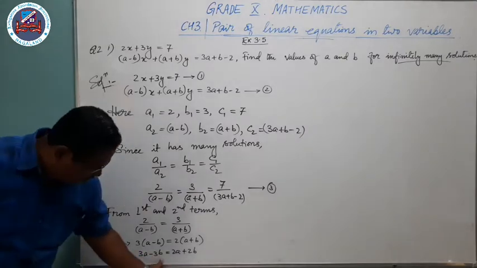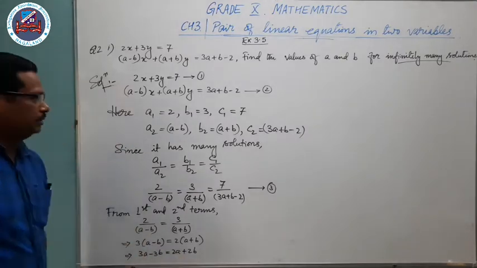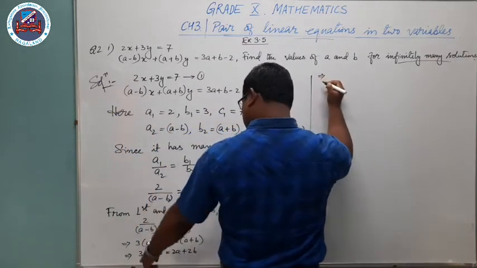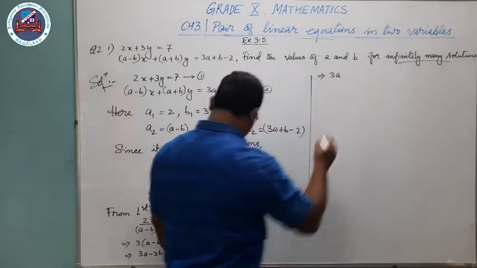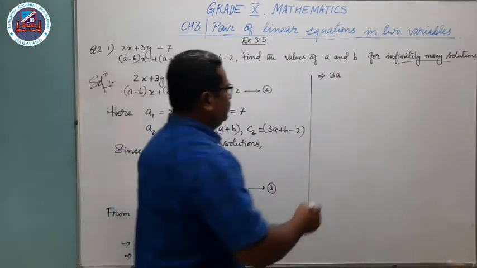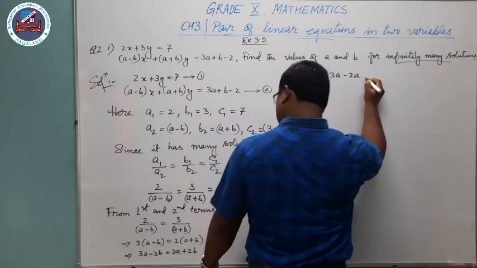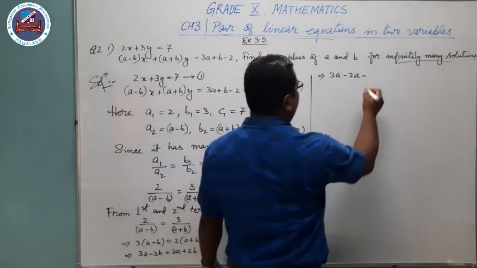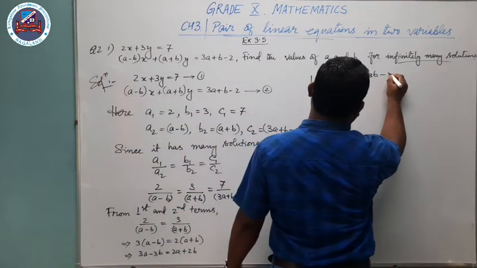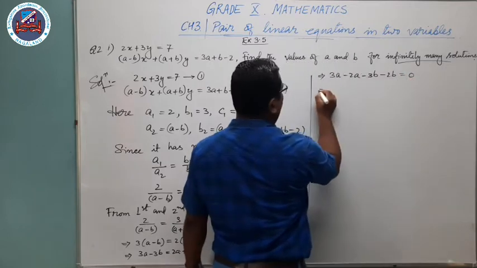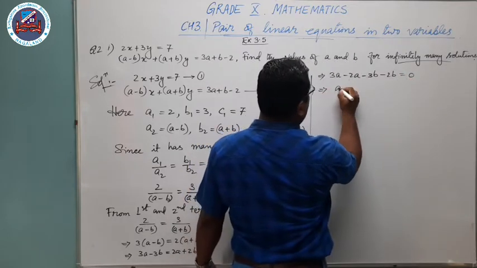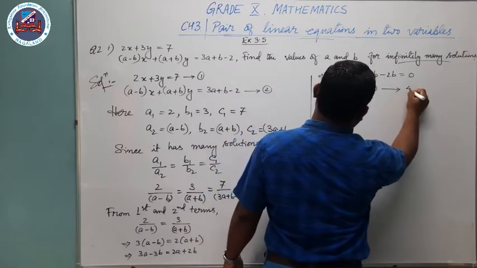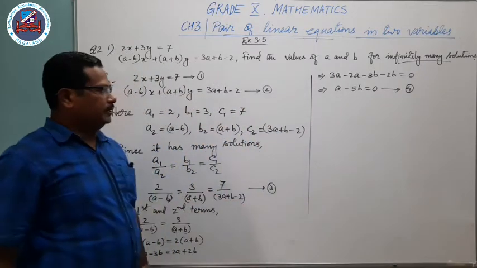All the equations will be in the form of a and b. The a and b terms you will bring towards your left hand side. So you write like this. This gives us 3a, the 2a term will bring, plus 2a will become minus 2a. Then you have minus 3b, plus 2b will become minus 2b, is equal to 0. So 3a minus 2a is a, minus 5b is equal to 0. Mark this equation number 4.